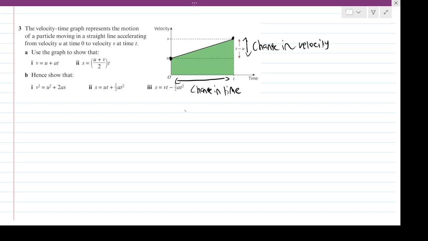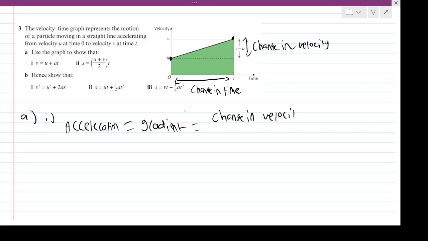And so what I want to first show using my graph are these two formulas here, which I've done last time. We've seen these formulas last time. You should be fairly familiar with them. And so very quickly, because I did go over it last time, v equals u plus at. Well, actually, to show that formula again, we know that the gradient represents acceleration, right? And the gradient is going to be the change in velocity over change in time, right? That's when we looked at velocity graphs.